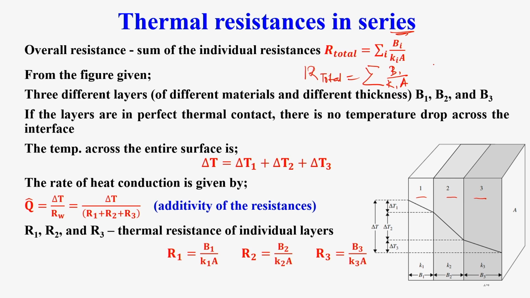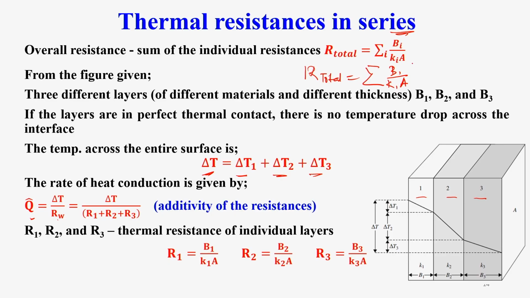So, we can calculate total resistance. Now, we need to also calculate total delta T. So, delta T will be delta T1 plus delta T2 plus delta T3. In this way, now we can write the same Q as delta T upon R total.